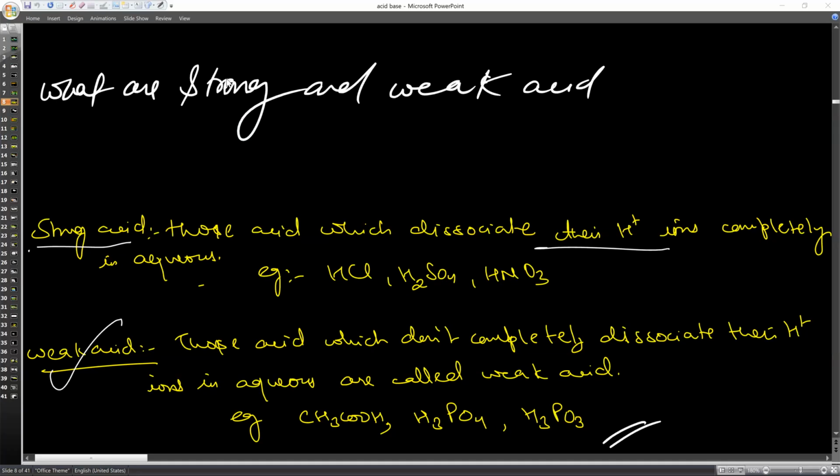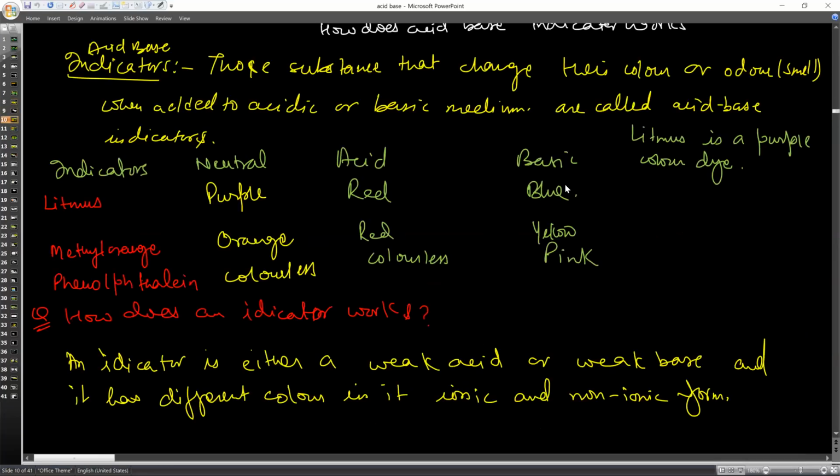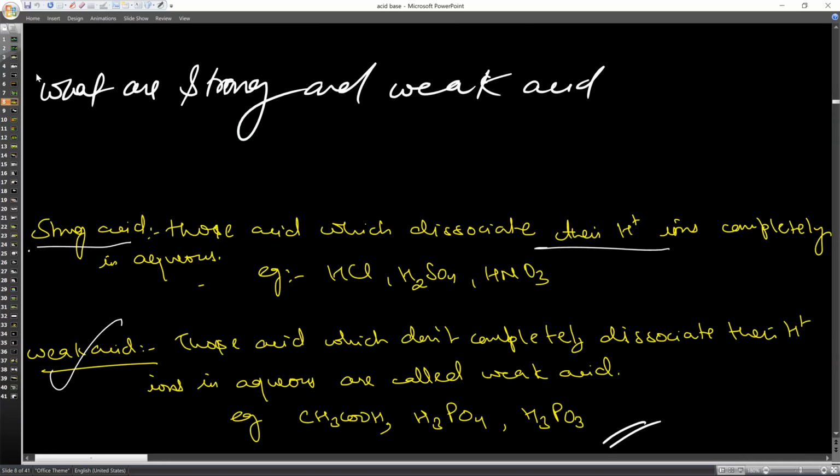Okay. Now moving to the next part. Has everyone noted? So let's talk about the acid-base indicators. What are acid-base indicators? We didn't complete it. Note it down fast.